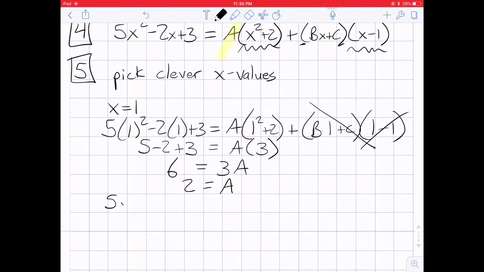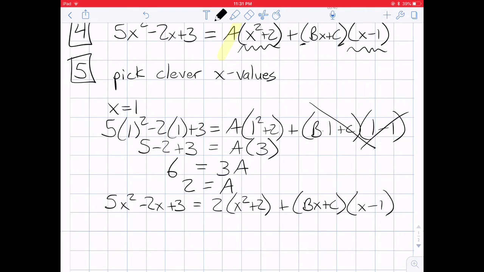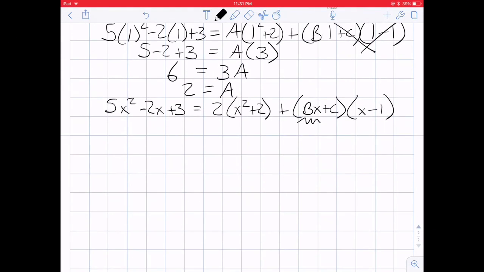We have 5x squared minus 2x plus 3 equals 2 times (x squared plus 2) plus (bx plus c) times (x minus 1). I can get rid of b if I plug in a 0 for x, so that seems like a reasonable choice for the next step. Let's try x equals 0, see what we get. This should work out pretty well.